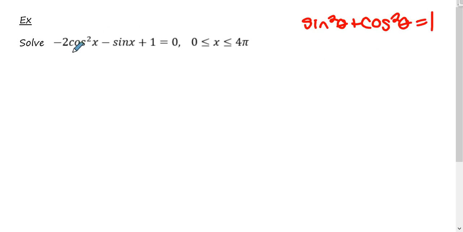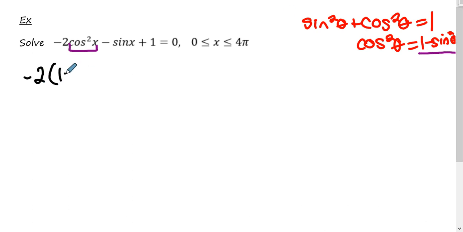Because I know the cosine squared of theta is 1 minus sine squared theta. And this is a substitution you're going to have to look for. Because there's a sine here, I'm going to do the substitution, and most likely I'm going to get a quadratic when that happens. So I replace the cosine squared of x with 1 minus sine squared. So I get negative 2 times 1 minus sine squared x, minus the sine of x plus 1 equals 0.